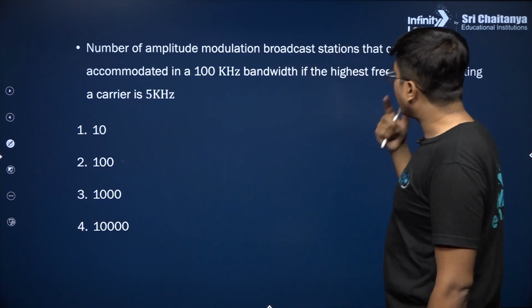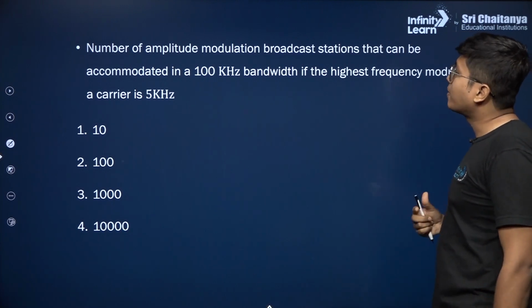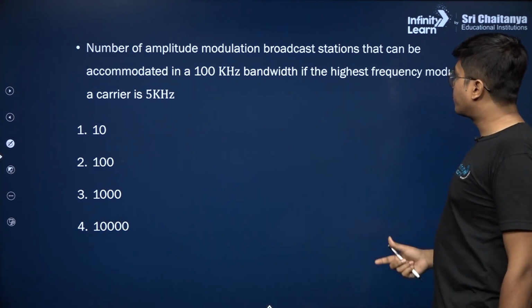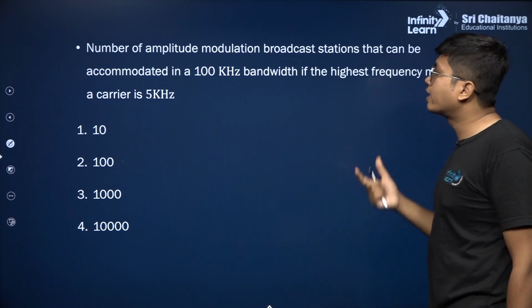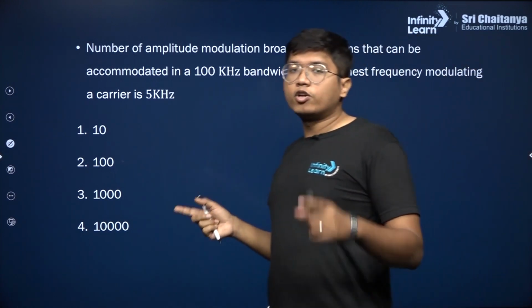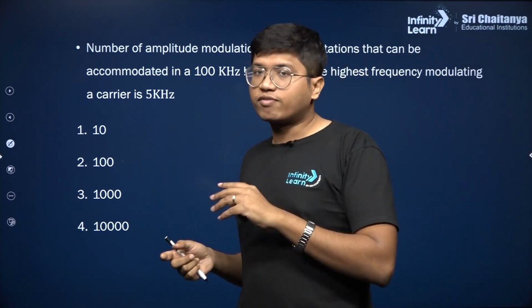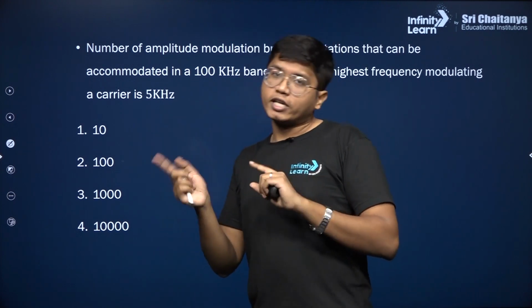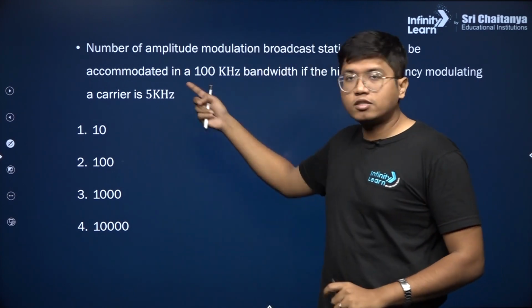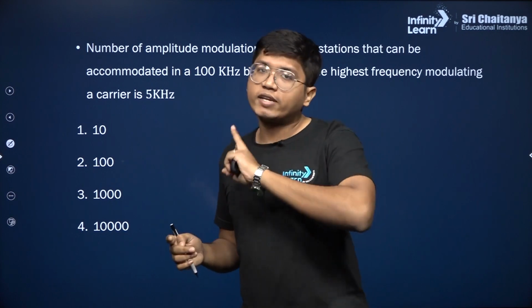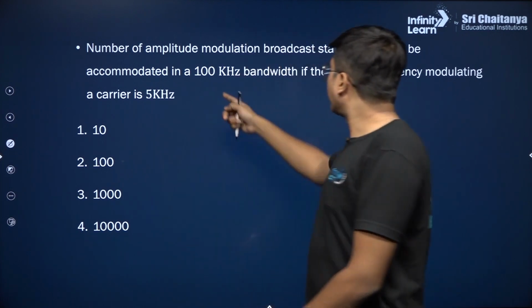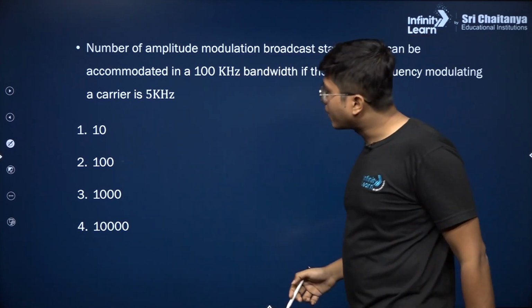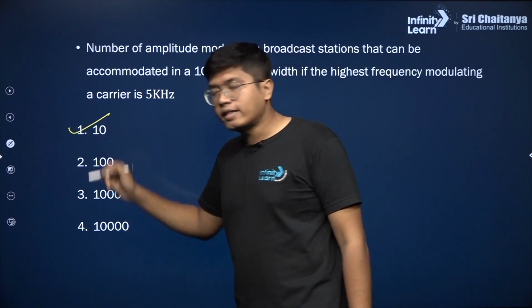Next question, number of amplitude modulation broadcast stations that can be accommodated in 100 kilohertz bandwidth if the highest frequency modulating a carrier is 5 kilohertz. We know if the highest modulating frequency fm is 5 kilohertz, then the bandwidth for each wave would be 2 times of this, so 10 kilohertz. So each wave takes up 10 kilohertz. So in a 100 kilohertz total bandwidth, you can take a maximum of 100 divided by 10, that is 10 waves.